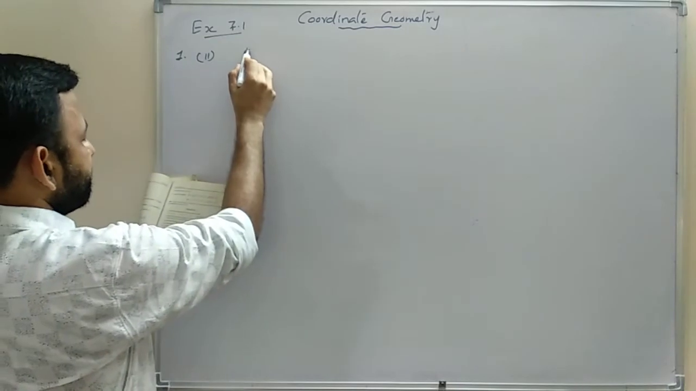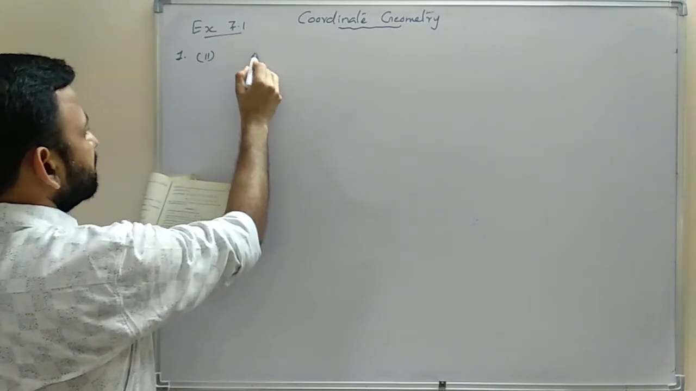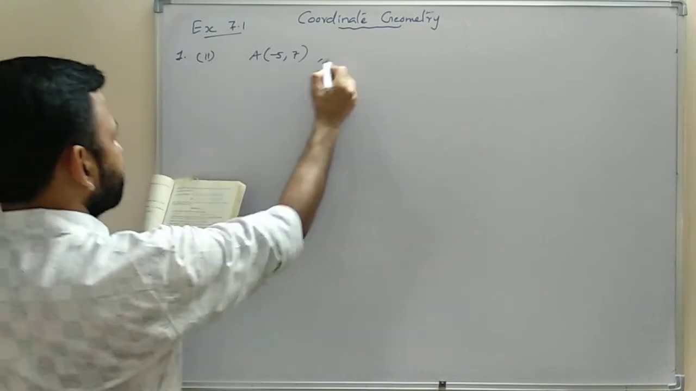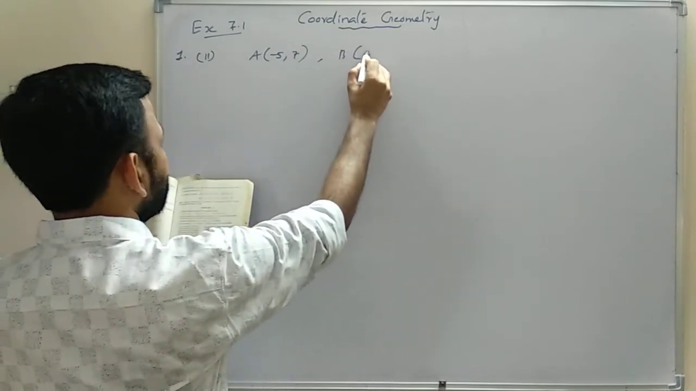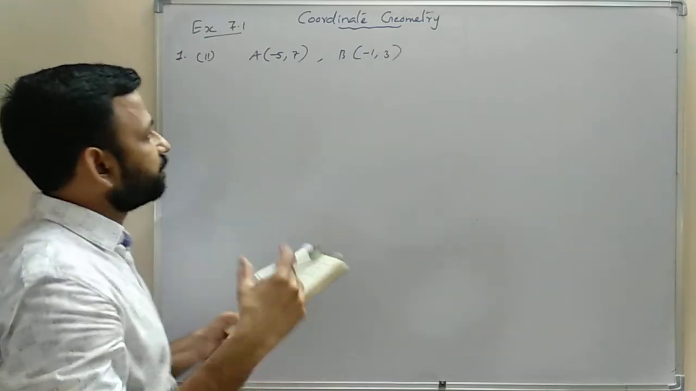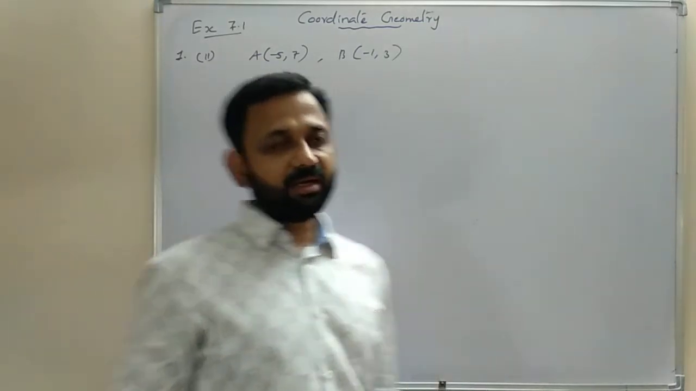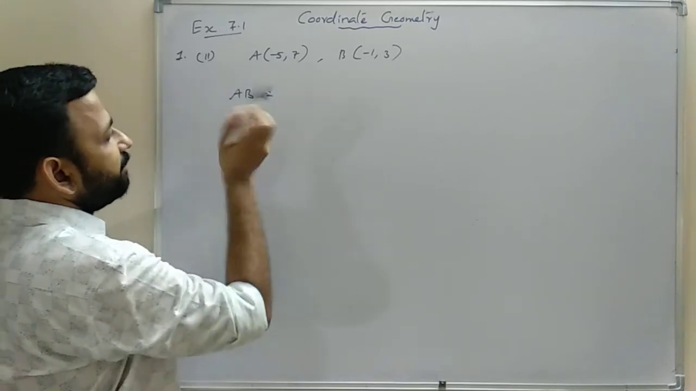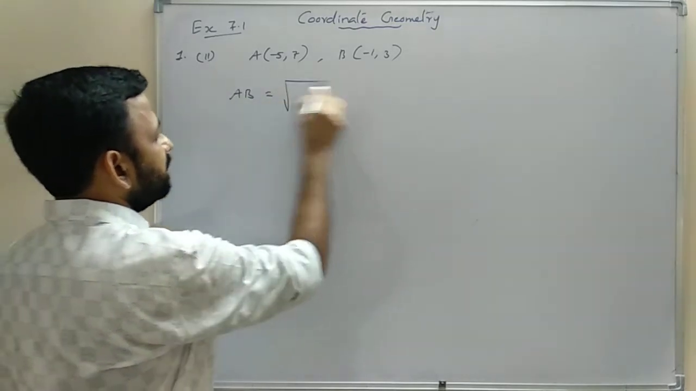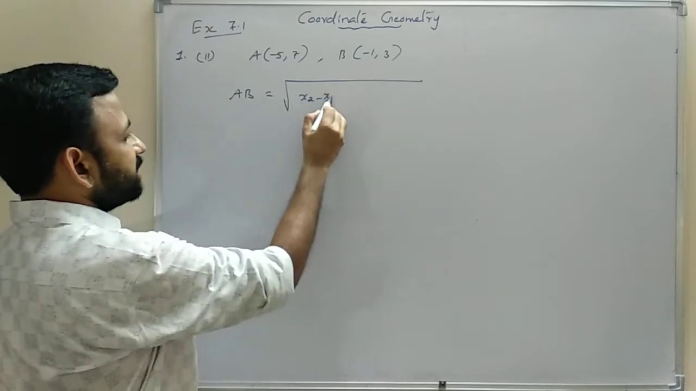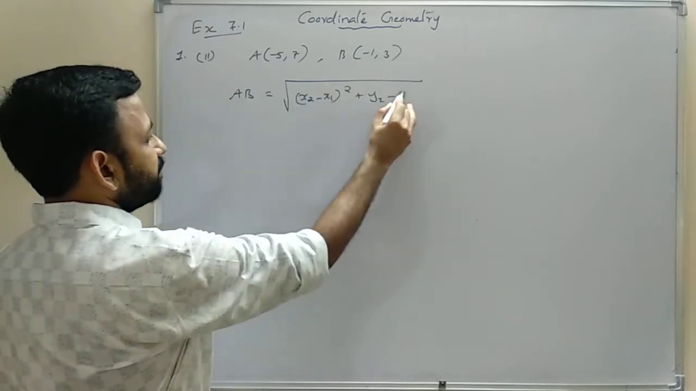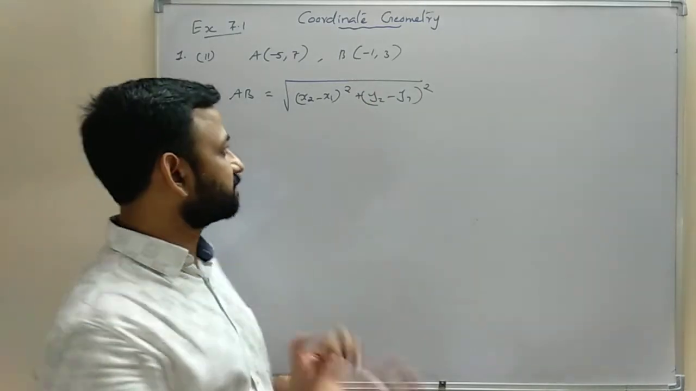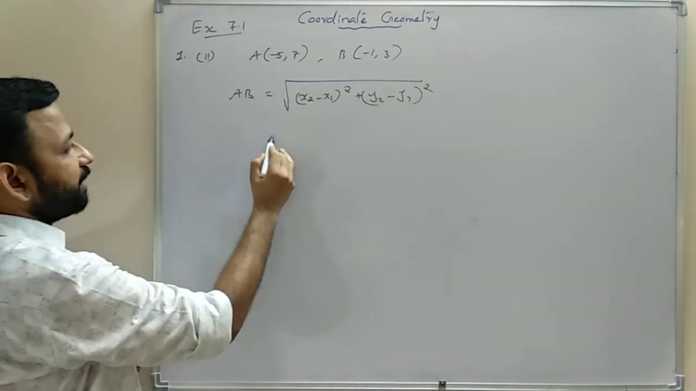We have 2 points. We can take A as the ordered pair minus 5, 7, and B as the ordered pair minus 1, 3. We need to find the distance between A and B, so we take it as AB. AB is equal to, now we can write the formula: square root of x2 minus x1 all square plus y2 minus y1 all square, that is the distance formula.